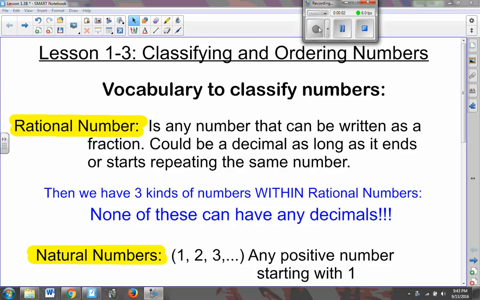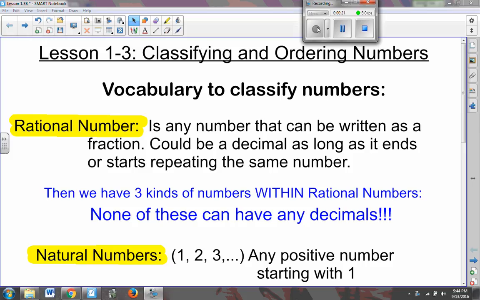All right, Algebra 1A students, welcome to part 2 of lesson 1-3. Today we're going to look at classifying and ordering numbers, okay? Starting with classifying numbers. We have a lot of different ways that we can classify numbers.